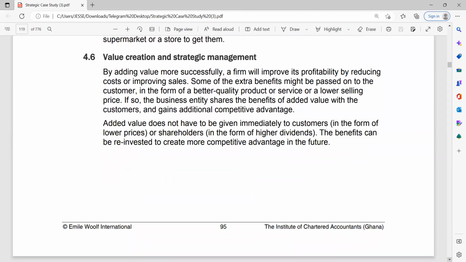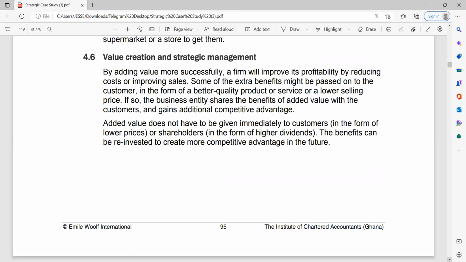Now let's move on to value creation and strategic management. What is this all about? So how do these two relate?